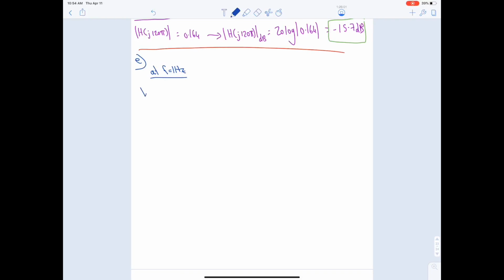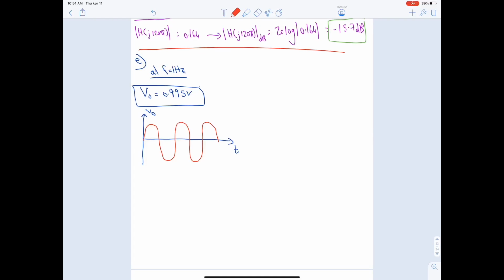At 1 Hertz, what was V output? V output was 0.995 volt. Okay, so we need to plot this. The waveform will be V output with respect to time. Okay, as this is only a sketch, so we will try our best to make it as accurate as possible. 0.995 and minus 0.995, that's the number in here.